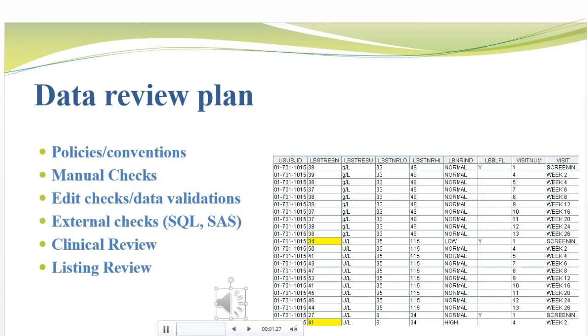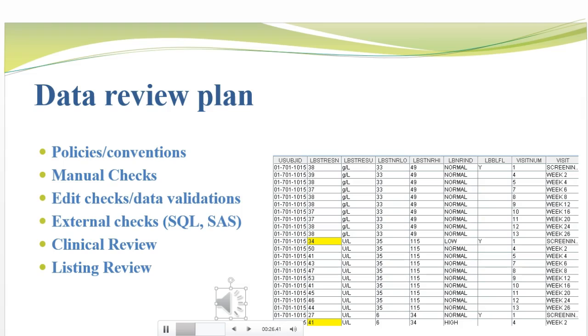Some things that you should cover in the data review plan are policies and conventions, either form-specific ones or general ones. You want to talk about all the manual checks you're going to be doing. You want to talk about the programmatic checks, edit checks and validations. If you are doing checks outside of the database, we call these external checks, sometimes they're called SAS or SQL checks, you want to talk about those, what they're going to be checking for, who's going to use them.